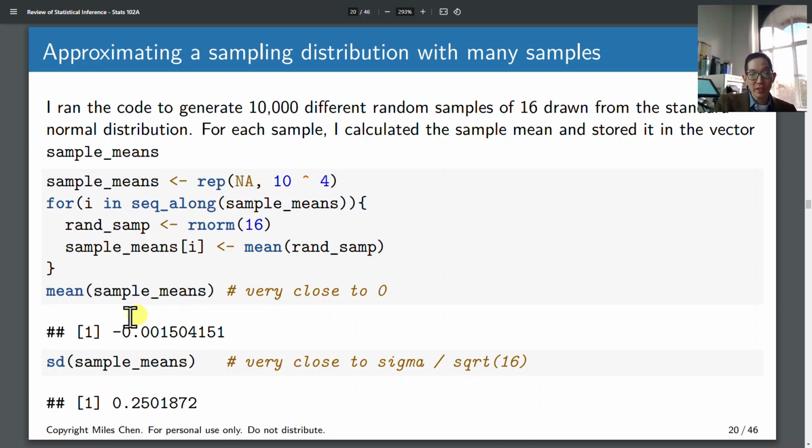After I do this 10,000 times and I ask, what is the mean of all of the different sample means, I get something very, very close to the population mean of 0. I get negative 0.0015. And the population standard deviation is 1, so our sampling distribution should have a standard deviation of 1 over the square root of 16, or 1/4, and we do get something very close to that, 0.25, off by less than 1 percentage point.